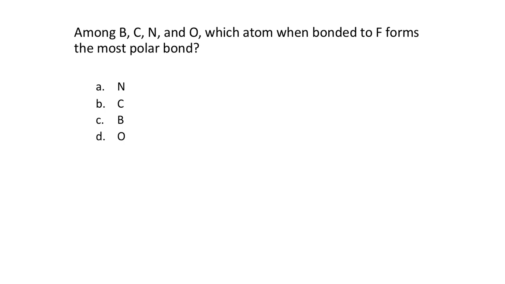Among boron, carbon, nitrogen, oxygen, which atom, when bonded to fluorine, forms the most polar bond?